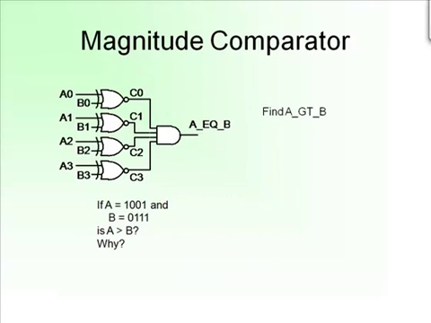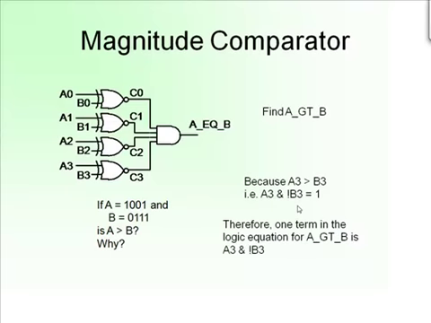So we can see here that A is greater than B for one reason here. This bit's high and this one is low. That's it. With that piece of information, we already know that that number is greater than. So this is going to go through and show you that because A3 and not B3 equals 1. So they're starting to build the equation here, essentially.